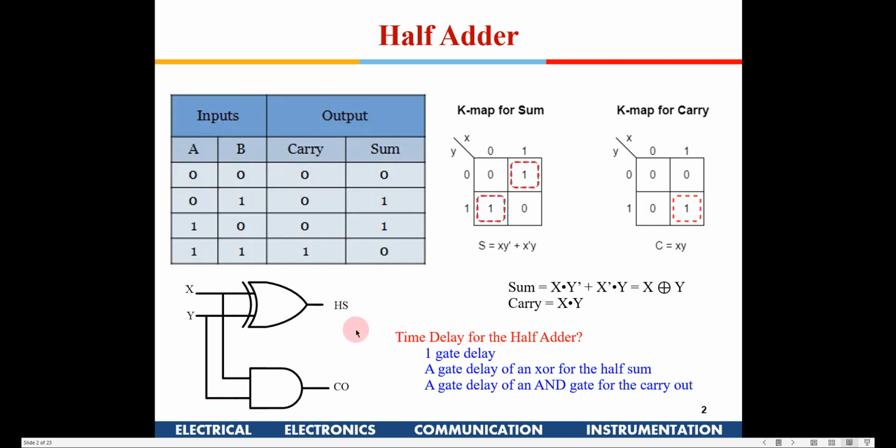Now if I look at the delay aspect, I can say it is a 1 gate delay. The output comes out, carry and the sum, after 1 gate delay. So 1 AND delay for carry out and 1 XOR delay for the half sum. So these are the delays for the half adder.